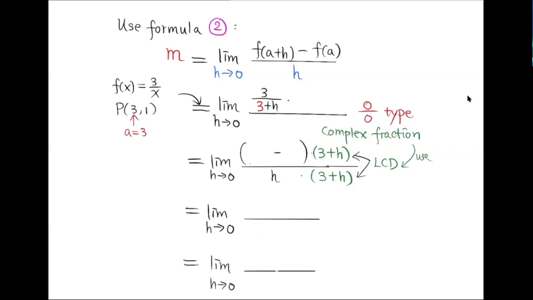So f of 3 plus h is going to be 3 over 3 plus h minus f of a, which is f of 3. F of 3 is going to be 3 over 3, which is going to be a 1. Simplify, we get this -1. And down here is h. We have this complex fraction over here. And if you substitute h to be 0 here, you get 0 over 0. So when we have this complex fraction, and the limit is of this 0 over 0 type, one way to deal with it is to multiply the LCD up and down. So the LCD here is this 3 plus h. So times 3 plus h up and down.